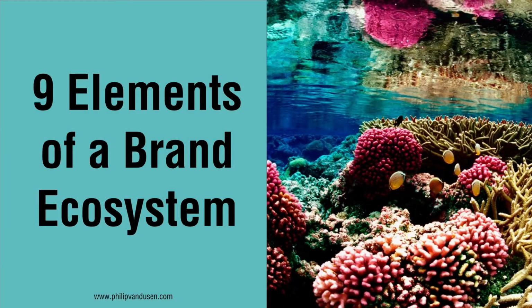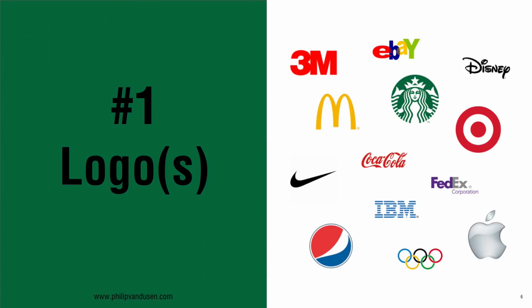So now let's dive into it. What are the 9 elements of a brand design ecosystem? First of all, we have the logo. So you want to have a logo. It should be simple. It should probably have 1 or 2 colors in it. Very few logos have more than 3 colors, so keep it simple.